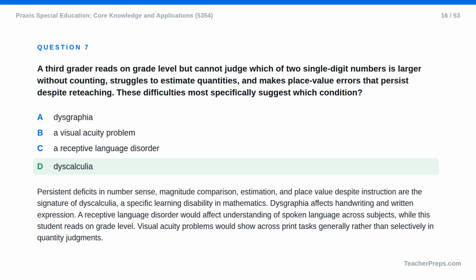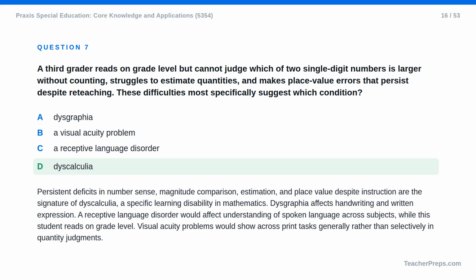The correct answer is D, dyscalculia. Persistent deficits in number sense, magnitude comparison, estimation, and place value despite instruction are the signature of dyscalculia, a specific learning disability in mathematics. Dysgraphia affects handwriting and written expression.